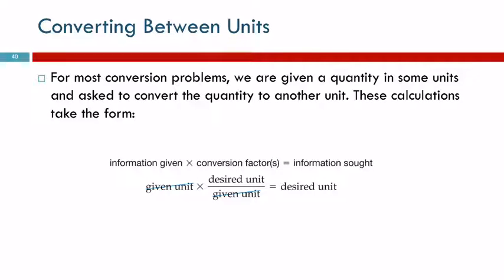So the general form is that we start with the information that's given. We're going to multiply by one or more conversion factors, and then we're going to get the information that we're seeking. So we have a given unit. We multiply by a conversion factor. These are going to take this form, the desired unit over the given unit. And that will give us the desired unit because that given unit is going to cancel out. So that's the big idea.